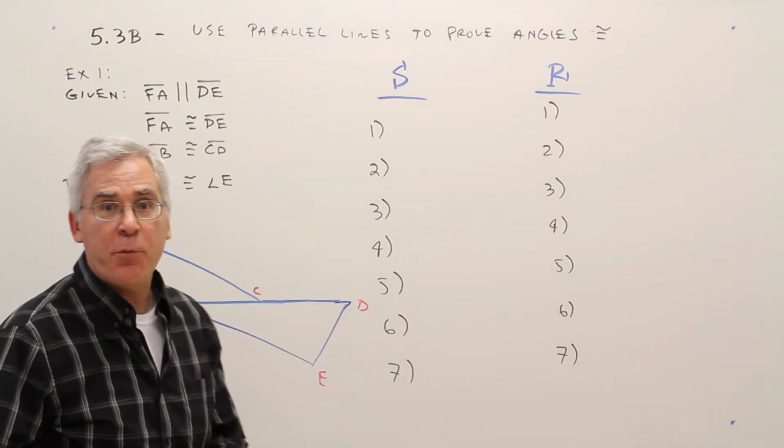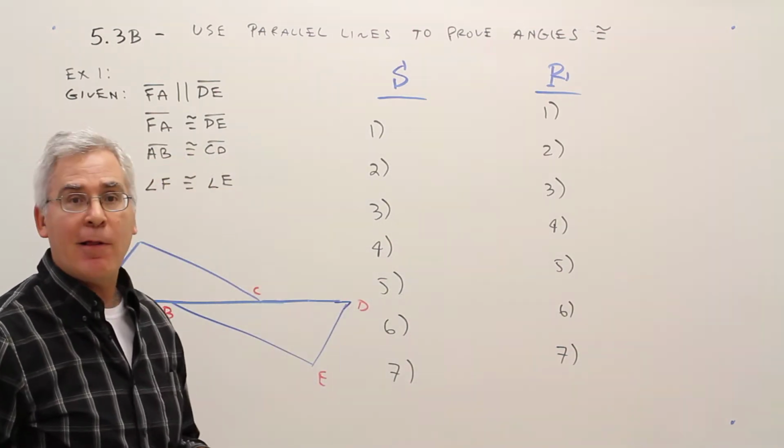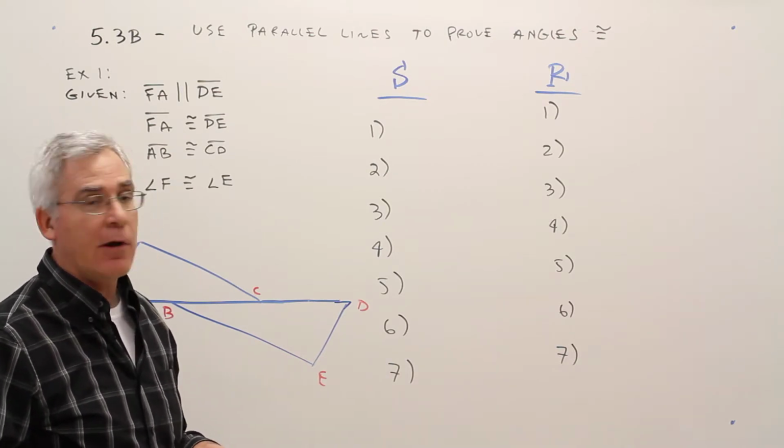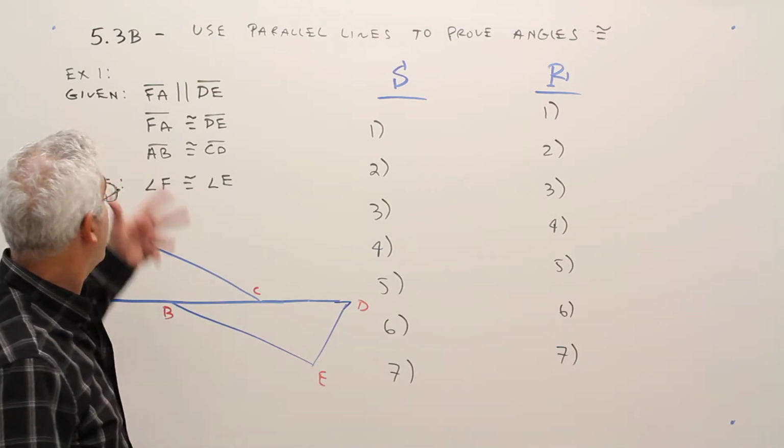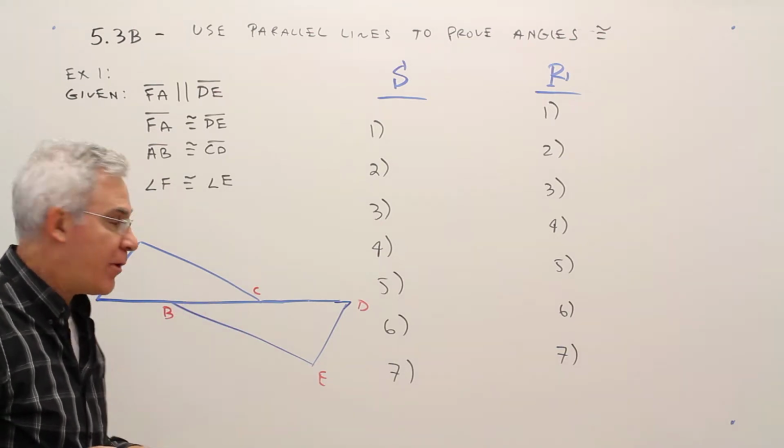Welcome to video 5.3b. Use parallel lines to prove that angles are congruent. Okay, so here's example 1. I'll mark it up as we go along.